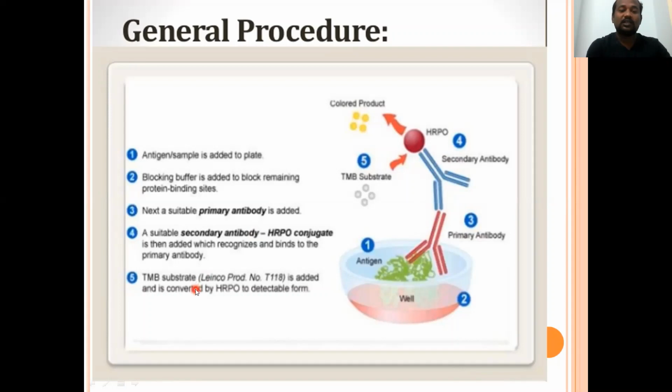Then the last one, addition of substrate. That substrate will react with the enzyme and give the colored product. This is what happens in the ELISA.